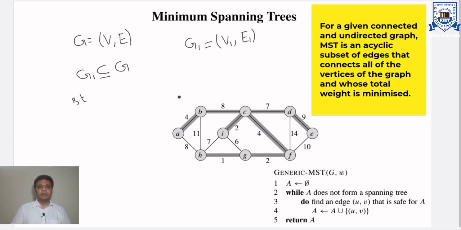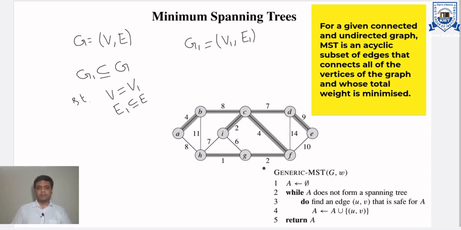Now the condition for the MST subgraph is that the relationship between V and V1 is V equal to V1. So all the members of V should be present in V1. In the context of edges, E1 should be a subset of E, such that the accumulative weight of E1 should be minimum. Now what does that mean? What is accumulative weight being minimum?